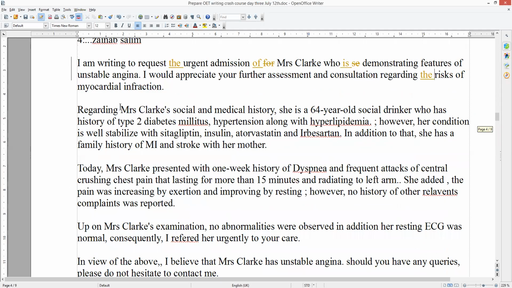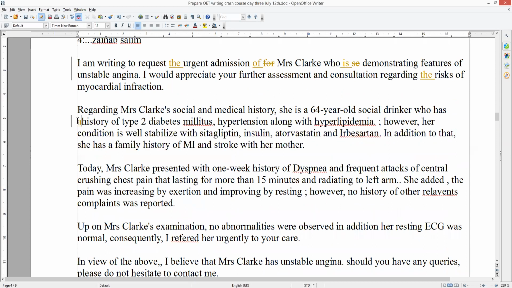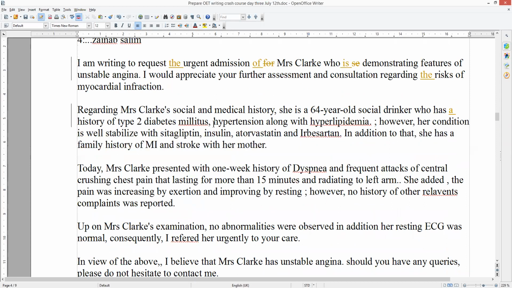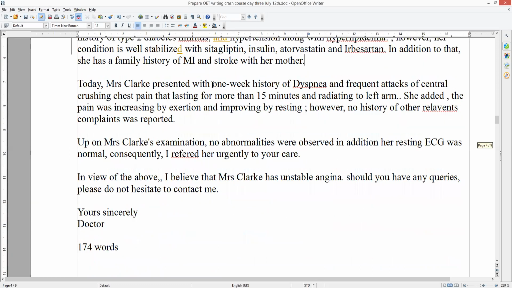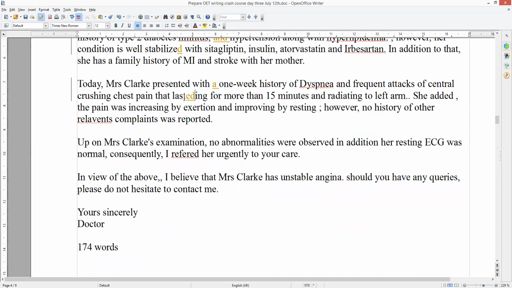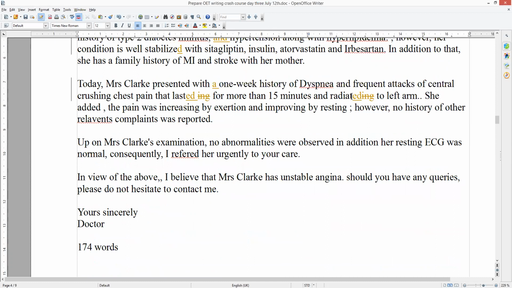Regarding Mrs. Clark's social medical history, she's a 64-year-old social drinker who has a history, articles, of type 2 DM, and hypertension along with hyperlipidemia. However, her condition is well stabilized with blah, blah, blah. In addition to that, she's had a history of MI and stroke with her mother. Today Mrs. Clark presented with 1 week history of dyspnea and frequent attacks of central cushion chest pain that lasted 15 minutes and radiated to the left arm.